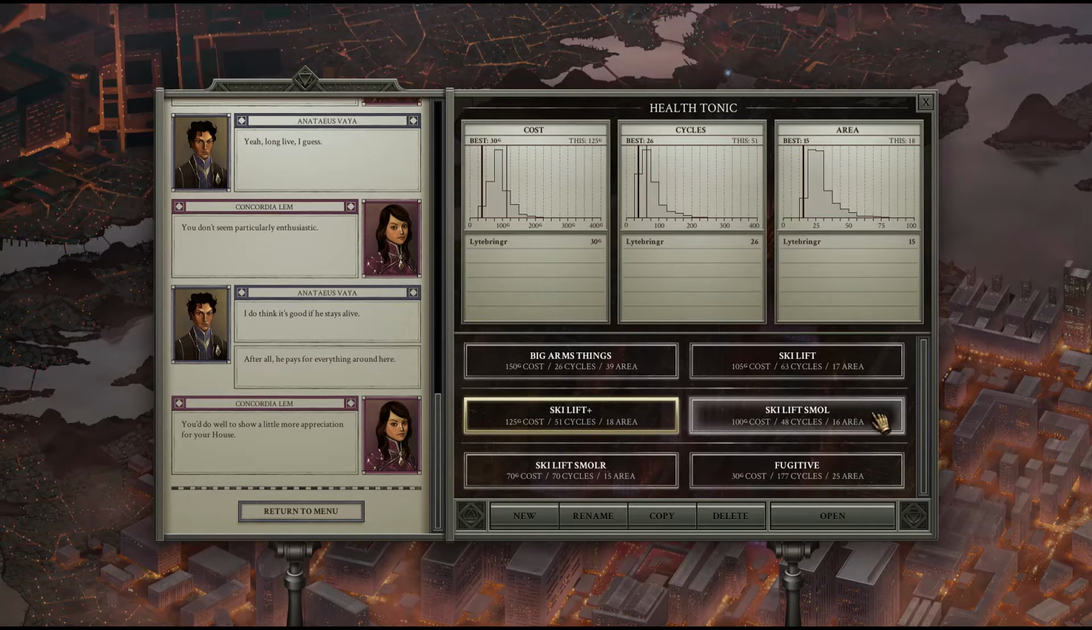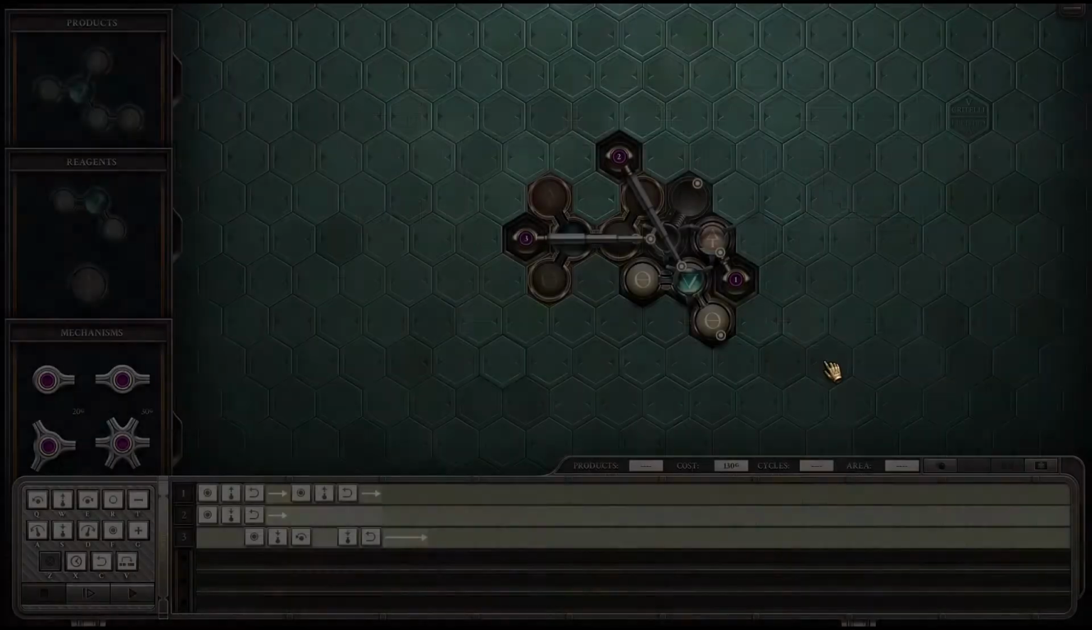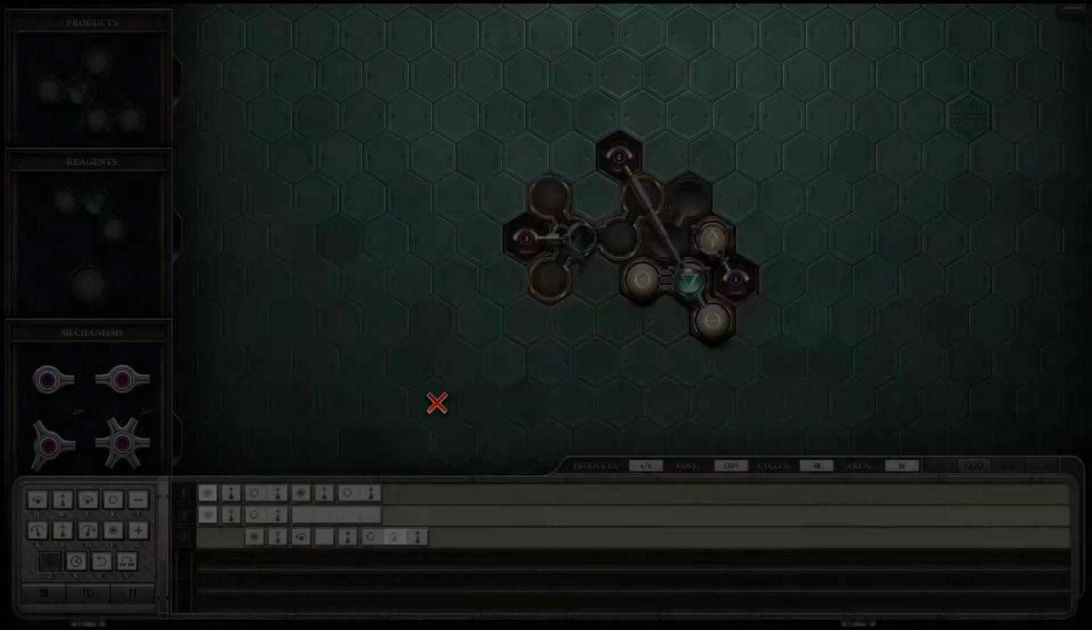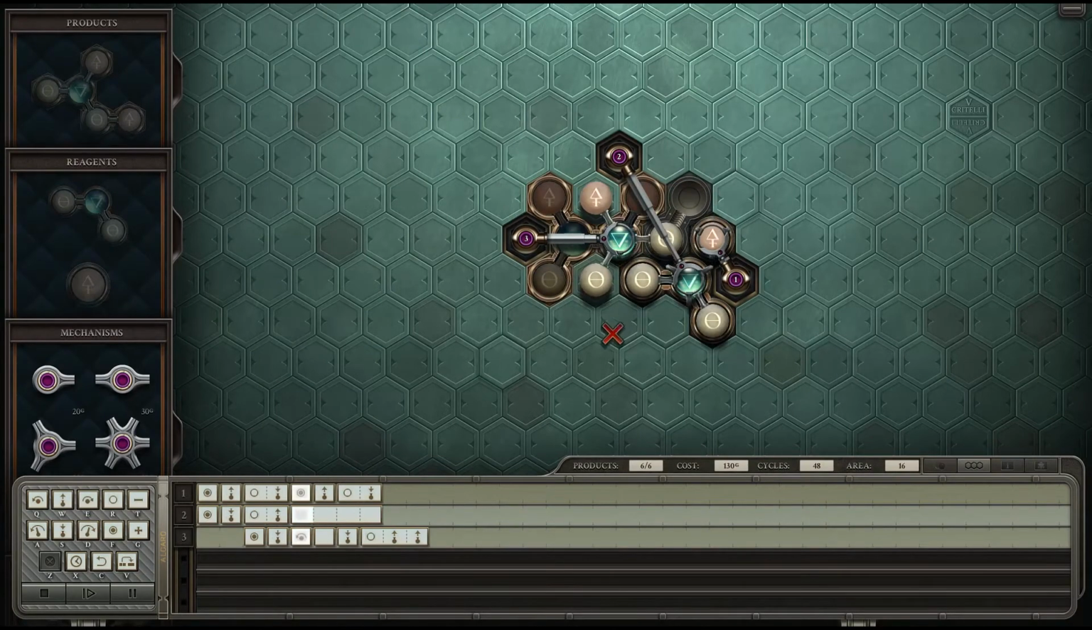And then right over here, we've got 48 cycles, 16 area, 100 cost. So by adding another arm, we've gotten rid of one of the extra spaces that we were using. And so we reduced the area by one. It's still pretty compact. Probably not as compact as we need, though.